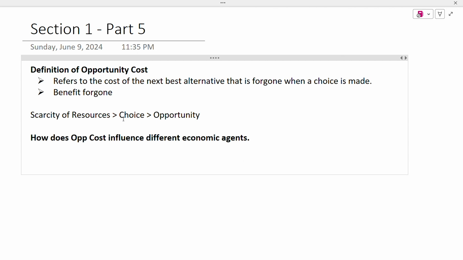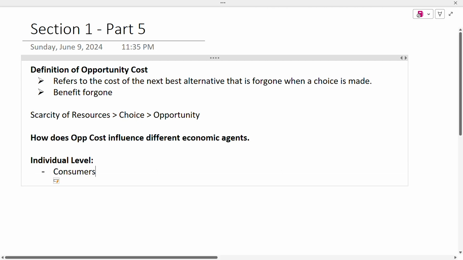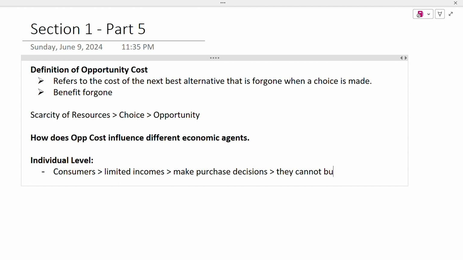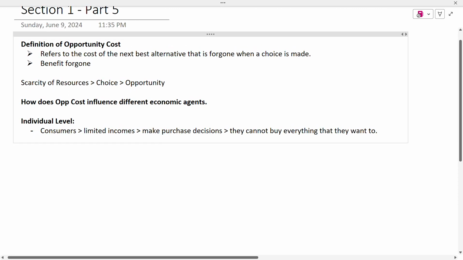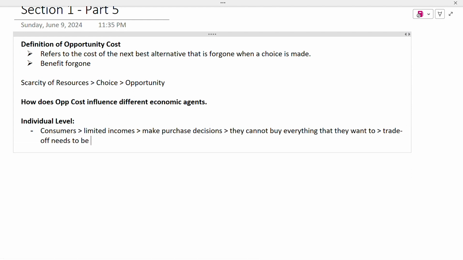So starting off, if we talk about an individual level, let's talk about how consumers face an opportunity cost, because consumers have limited incomes, as we talked about earlier as well. Consumers have to make purchase decisions, right? And that means that they cannot buy everything that they want to. And therefore, when they need to make a choice about where to spend their income, they have to forego something, right? So a trade off needs to be made. And when a trade off is made, an opportunity cost arises.